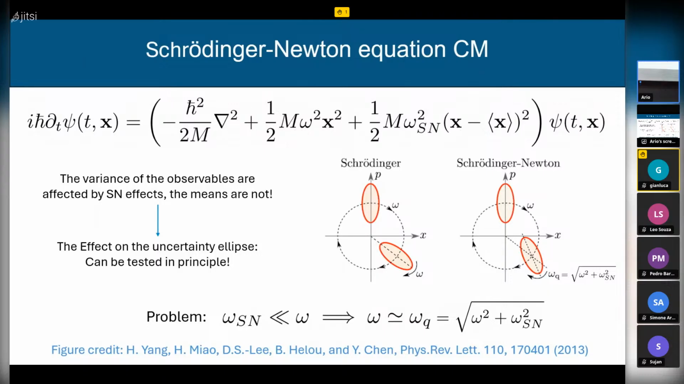And in the end, the general idea is that this additional term is going to affect the variances of the position or of the momentum, but is not going to affect the mean position or mean momentum, the center of mass.